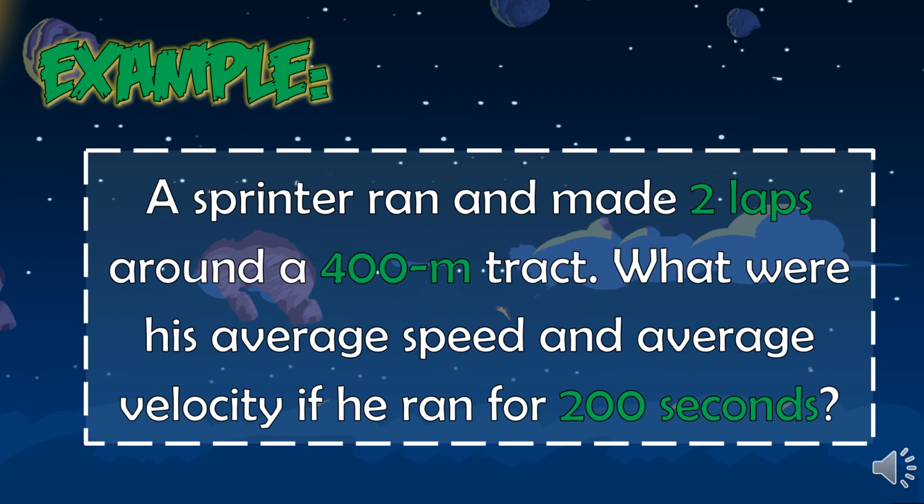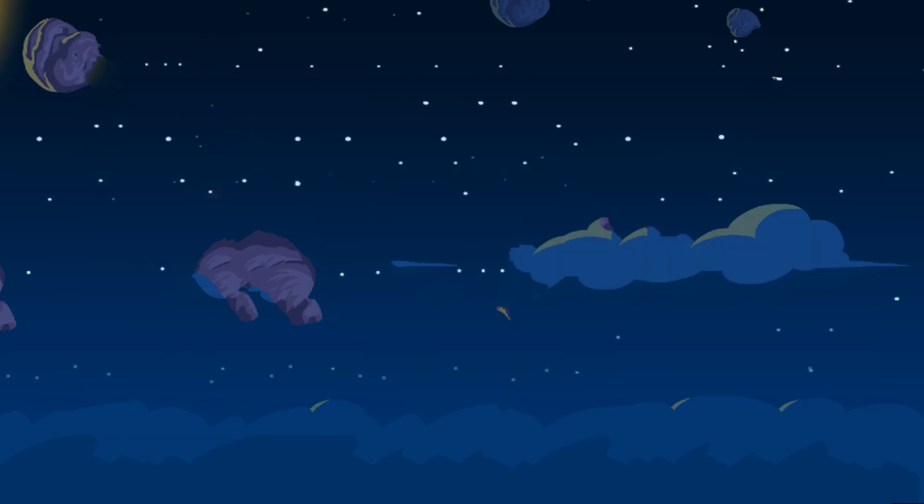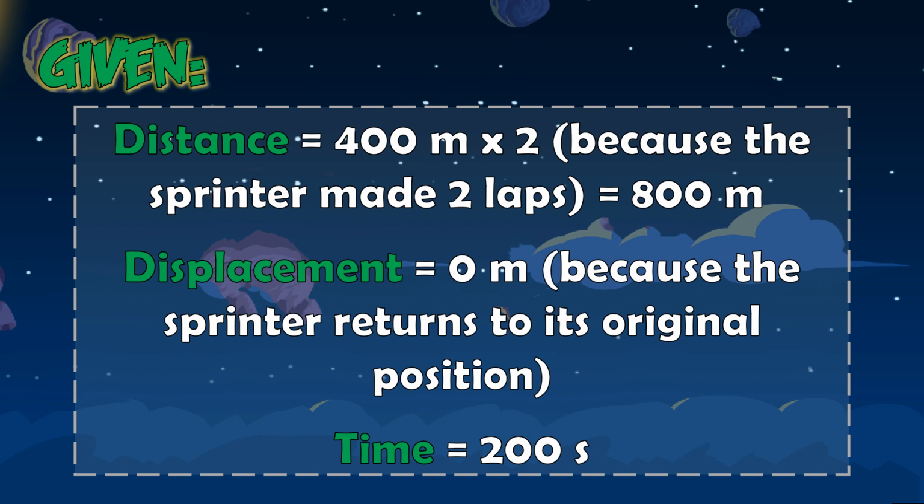Let's have an example. A sprinter ran and made 2 laps around a 400-meter track. What were his average speed and average velocity if he ran for 200 seconds? First, let's identify the given in the problem. First is distance, 400 meters times 2 because the sprinter made 2 laps, resulting in 800 meters. Second is displacement. We have 0 meter because the sprinter returns to his original position. And lastly, time. We have 200 seconds.